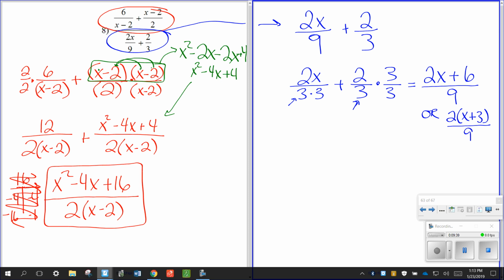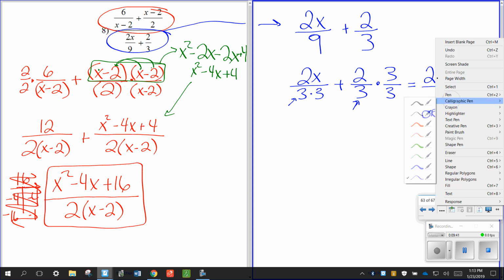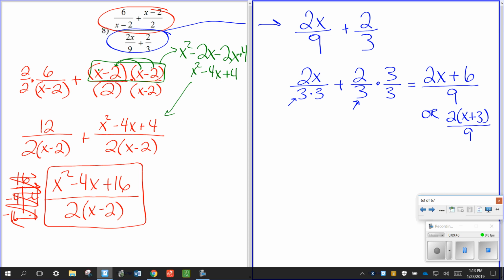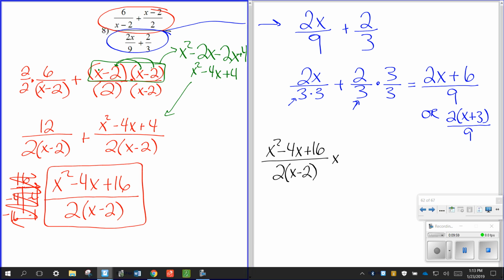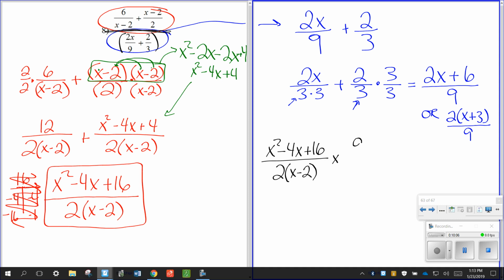Now we're ready to do our division problem. But we don't like that division problem, so we're going to turn it into a multiplication problem. We're going to multiply by the reciprocal. So x squared minus 4x plus 16 over 2 times x minus 2 times, so instead of dividing by what we simplified for that, we're going to multiply by the reciprocal, 9 over 2 times x plus 3.